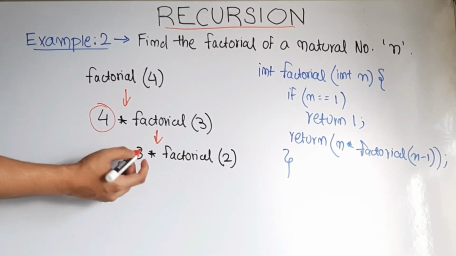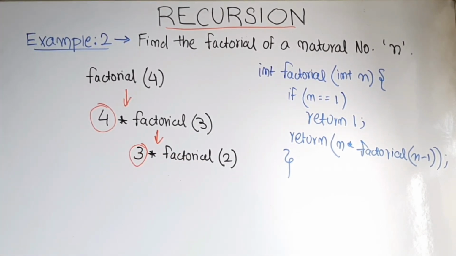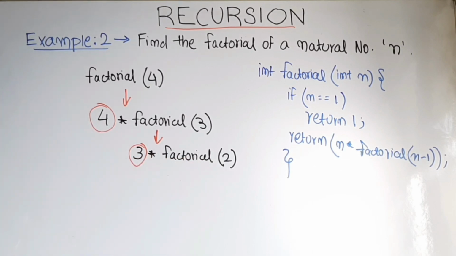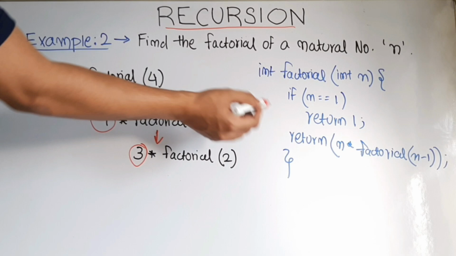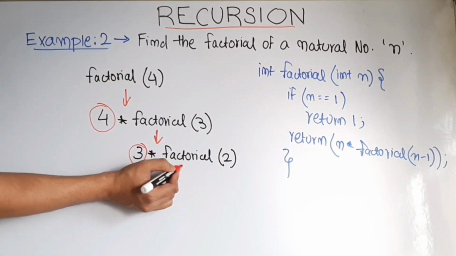Here we got the second constant, that is 3. Focusing on the function here, the parameter is 2. We pass 2 into this function. 2 is not equal to 1. We move into the next line. And what do we return?